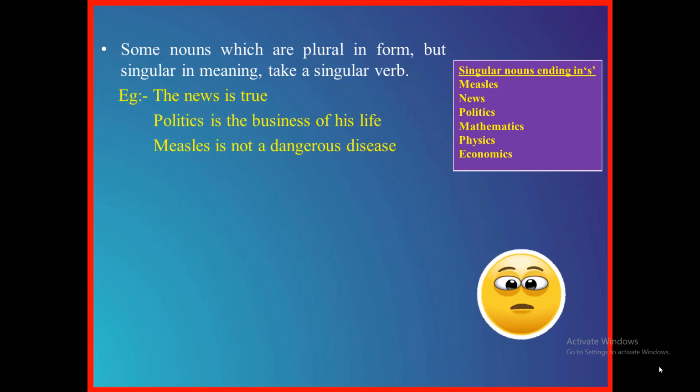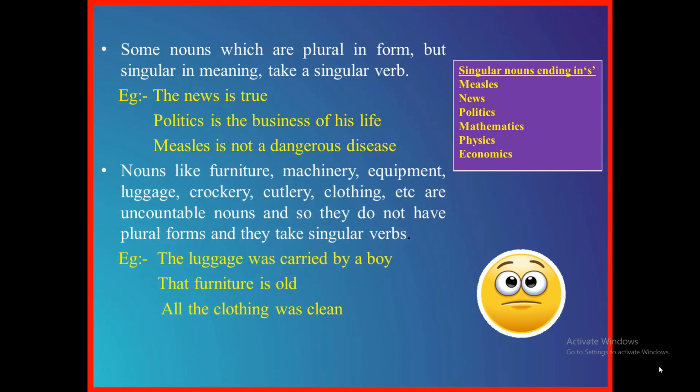Just look into the sentences. The news is true. Politics is the business of his life. Measles is not a dangerous disease. So in all these sentences we have words like news, politics and measles. All these words end with the letter S, but we have to remember just because it ends with the letter S it's not plural, and that's why here it is followed by a singular verb. Is it clear to all?